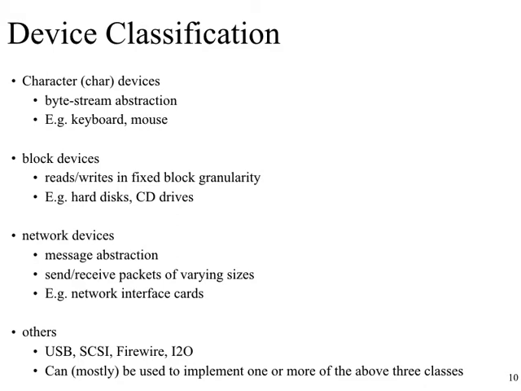There are a number of other categories of I/O devices depending upon specific technologies. For example, USB, SCSI, FireWire, I2O, etc. Most of these categories of devices can emulate either character, block, or network devices. For example, you can have keyboards that follow the USB interface, or hard disks that attach to the USB interface, or network cards that attach to the USB interface.